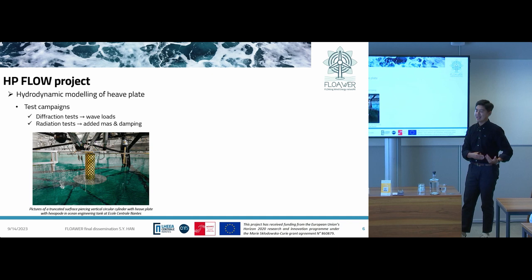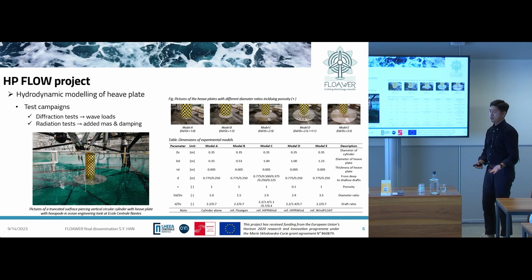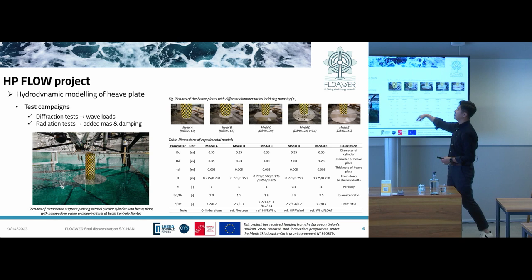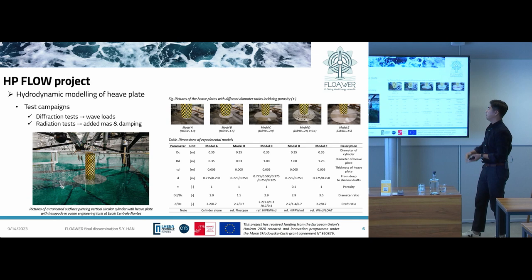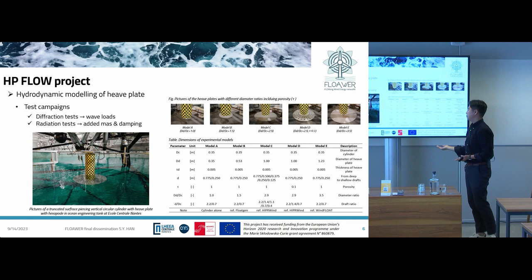And in order to understand more details about the geometrical issue, we also had 5 different configurations, including just the single cylinder and different sizes of the plate, including the porosity, a 10% porous ratio of the plate, which is the same diameter as model C. So please keep in mind models A, B, and C up to E, which also had different drafts to see the interaction between the plate and the free surface. These configurations also refer to realistic floater designs, for example the Flow Temperature, Hywind, WindFloat, et cetera.